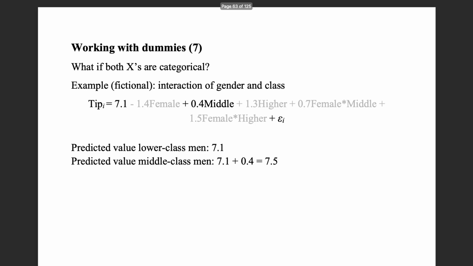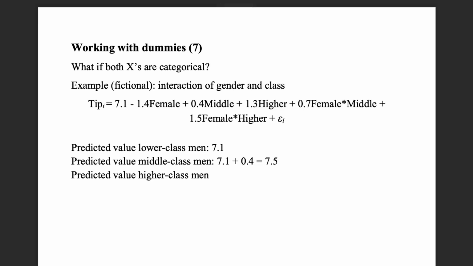So in other words, the predicted value for middle class men works out to the constant value of 7.1 plus 0.4, so that's by how much higher the predicted value on trust in parliament is for middle class men compared to lower class men. It's higher by 0.4 points. So that means the predicted value for middle class men works out to 7.1 plus 0.4 is 7.5.